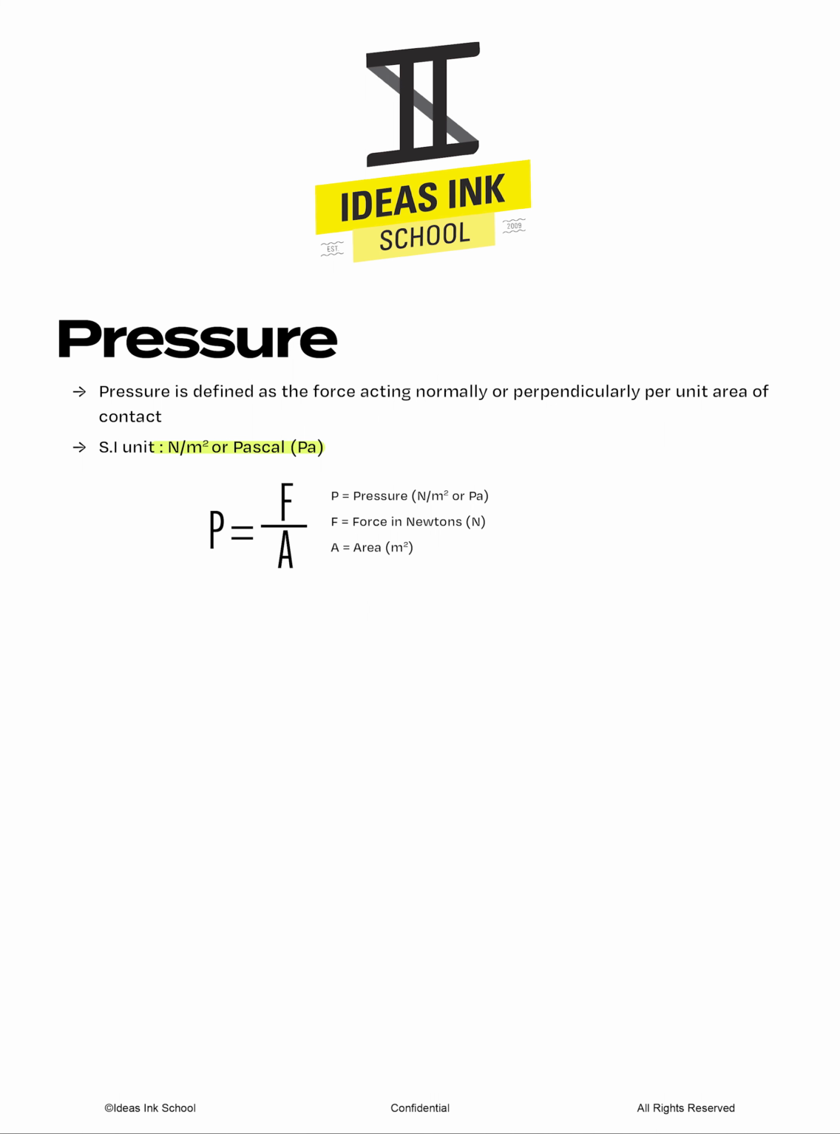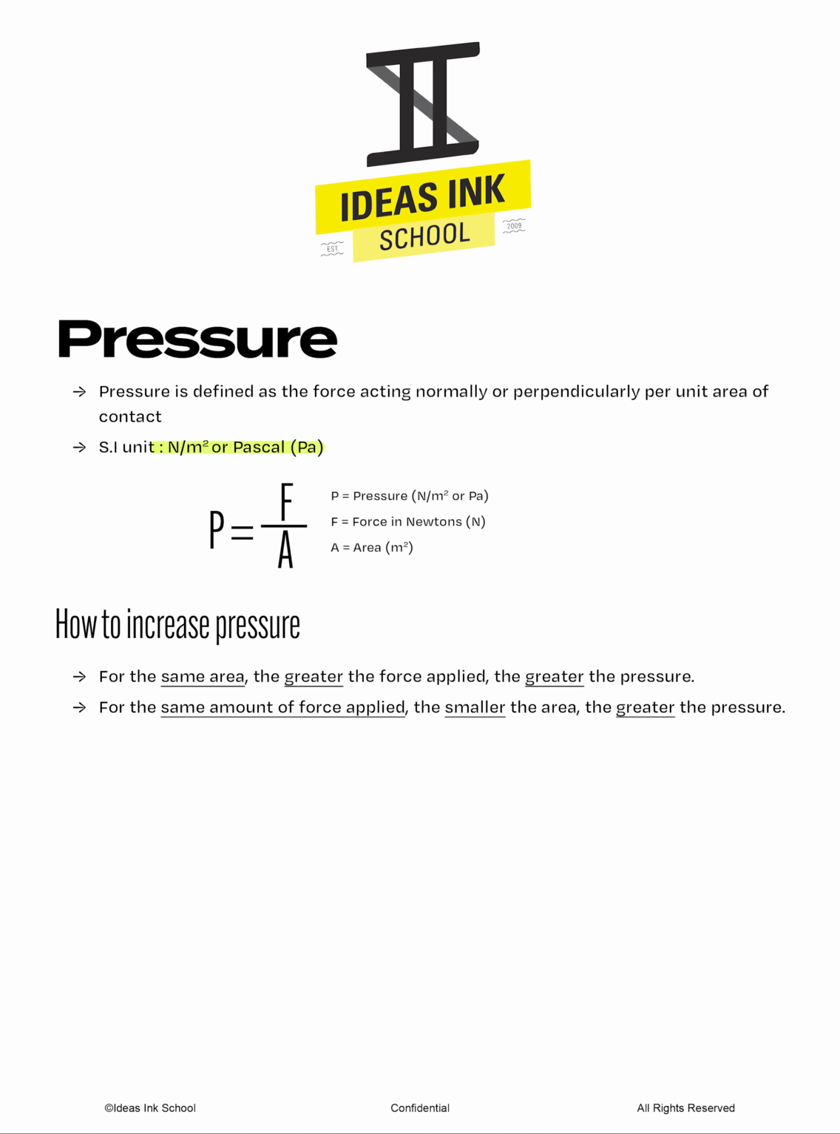However, please note that all units used in physics formulas must be in SI units. Because of that, the force must be measured in newtons and the units for area must be in squared meters. We can convert squared centimeters to squared meters by dividing by 10,000.